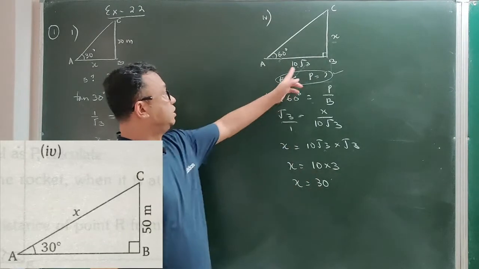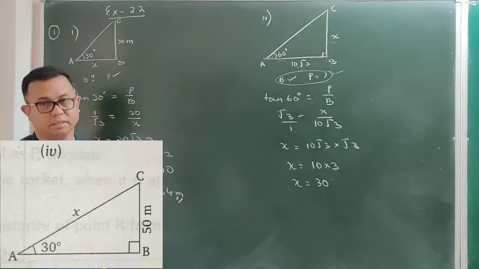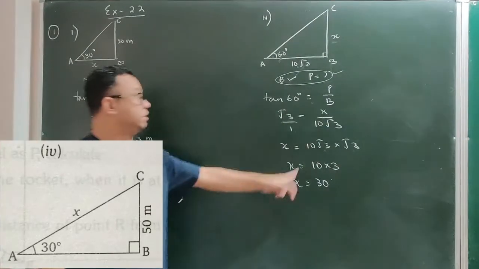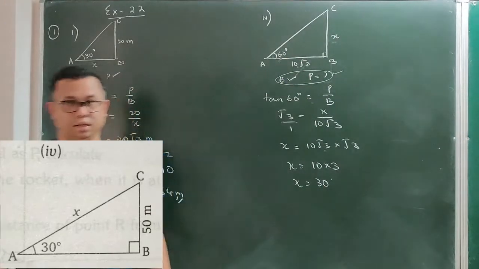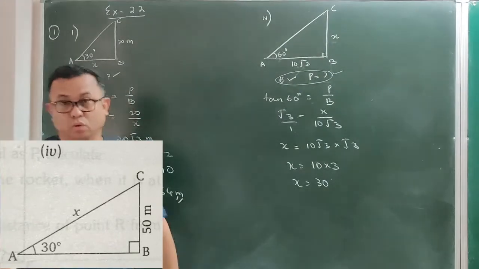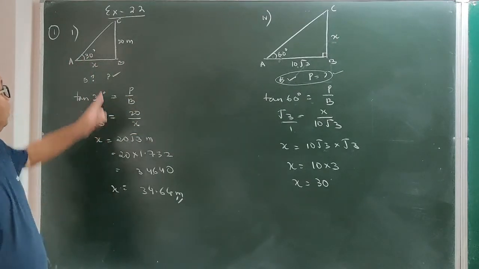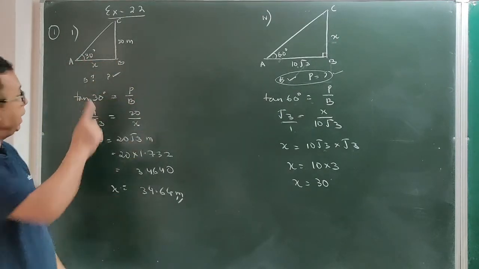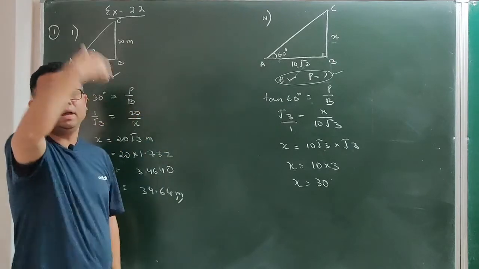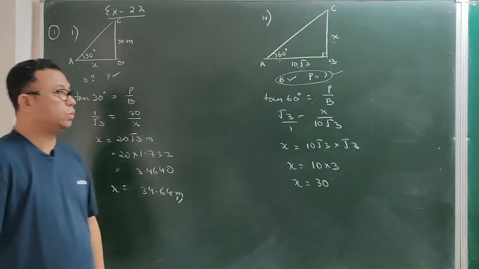Since dimensions are not given, if it is meter you write meter, if centimeter you can write centimeter, but since nothing is written there, I am also not writing anything. So the value of x is 30. It may be centimeter, meter, it can be anything. This is your question number 4. This is when the angle and one side are given. Again I am repeating, angle and one side given, and you are asked to find the other side. Now let us go to the next question.